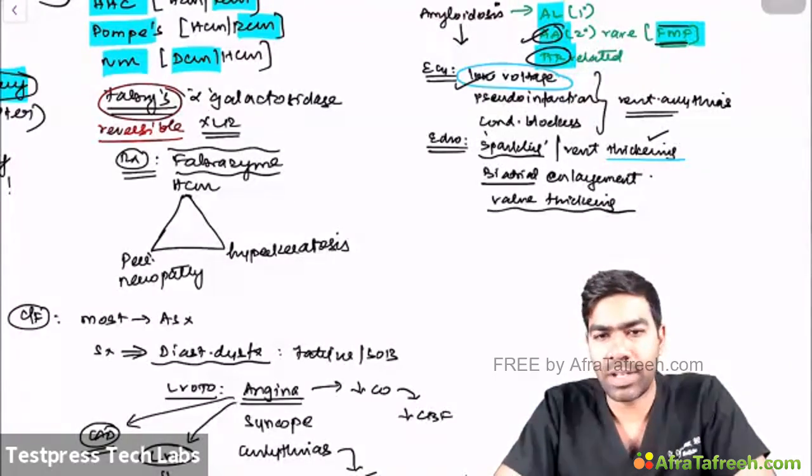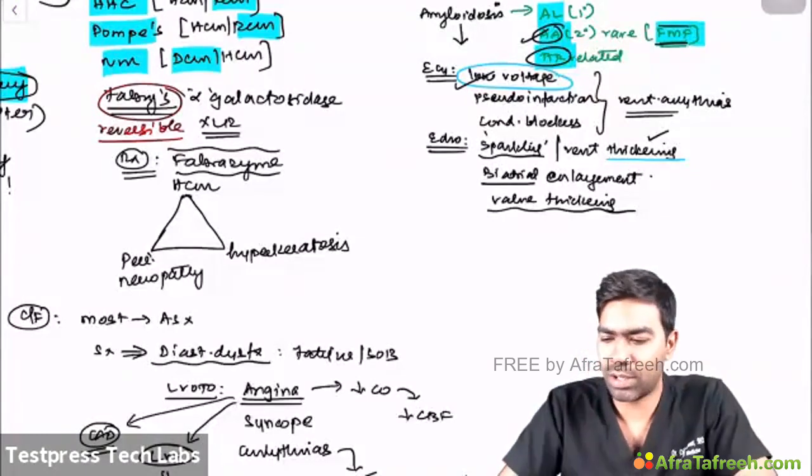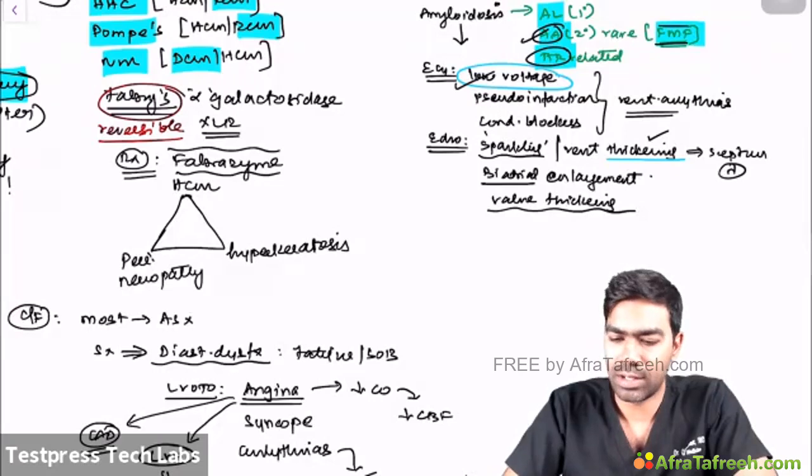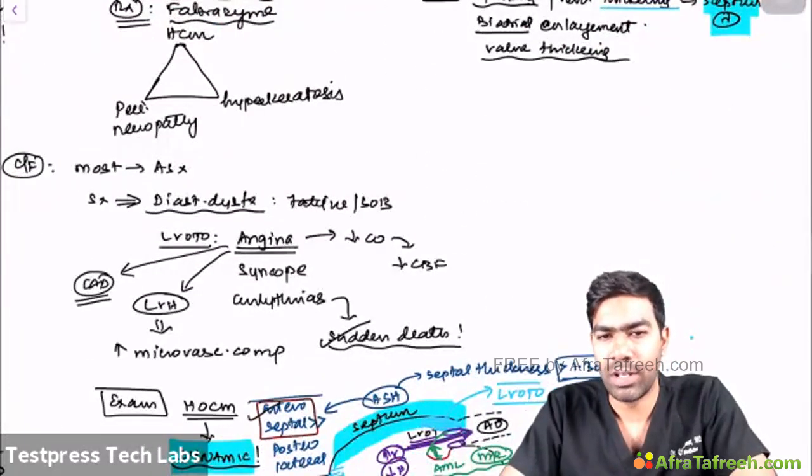The patients will also have a normal septal thickness. The septum will not be thickened. Why I'm telling that point is because it goes towards HCM if the septum is thickened. So even though the ventricular thickening is there, the septum will be normal. The septum will not be thickened. Clear. So these are the findings of amyloidosis in echocardiogram.